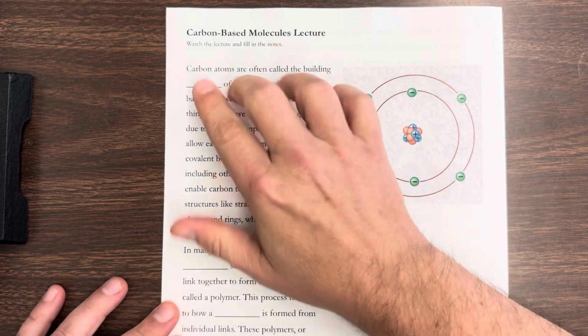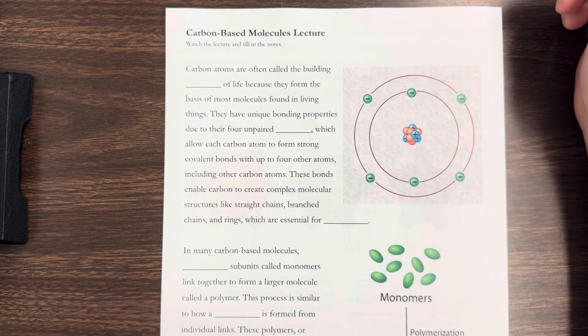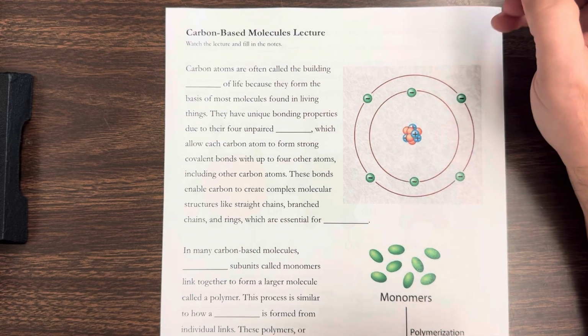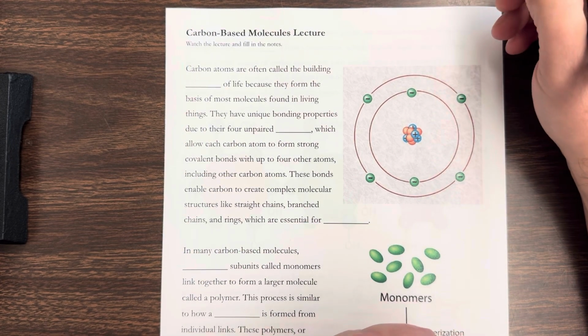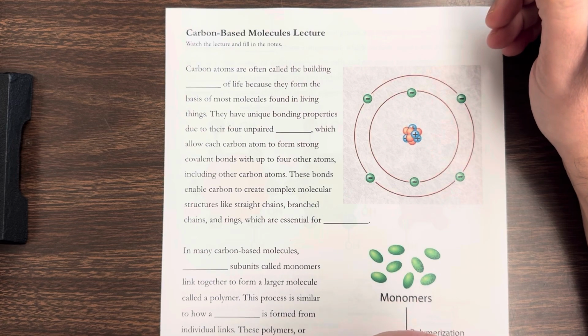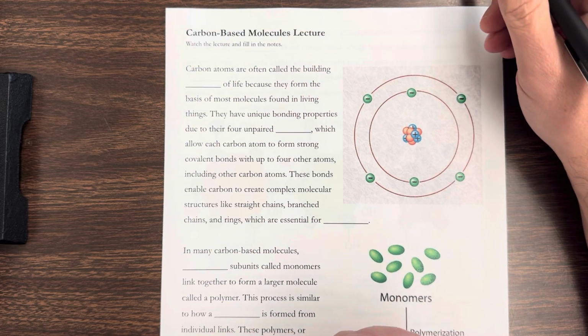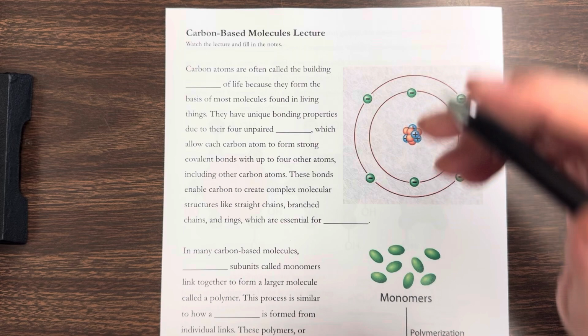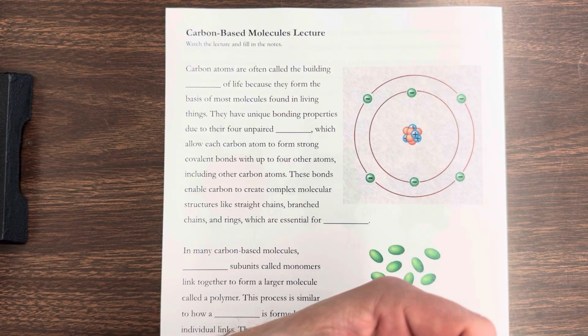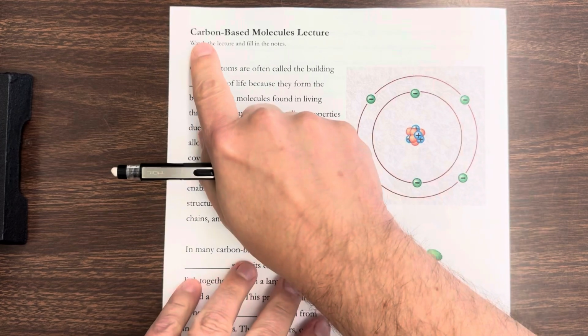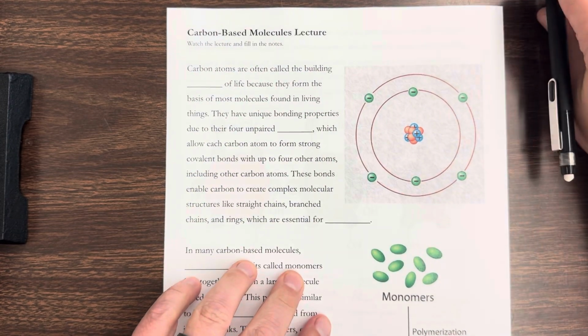Hello, today I'm going over the carbon-based molecules lecture. So this is an introduction to the four major macromolecules that we talk about when we discuss living things. And it just happens to be that each one of them is based on the atom carbon. So that's why we say carbon-based.